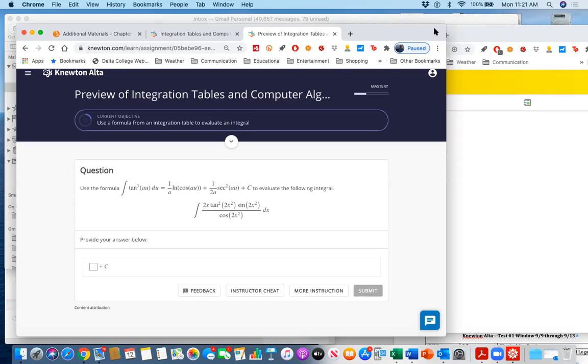You said let u equal x squared or 2x squared? Just x squared, because look at their formula, Gabe. See how they have an a in there? So the a value is the 2. So you're going to let u equal just the x squared. Okay, thank you.